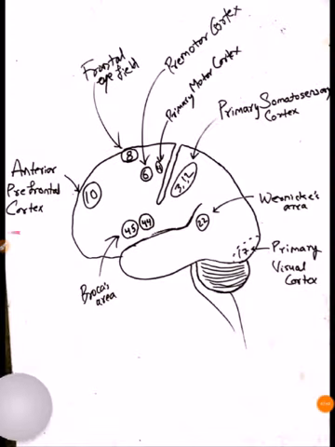So now we come to Wernicke's area of speech. This is the sensory area of speech, which is situated in the superior and middle temporal gyrus. It should be more anteriorly, somewhere here. So this is the sensory area of speech.